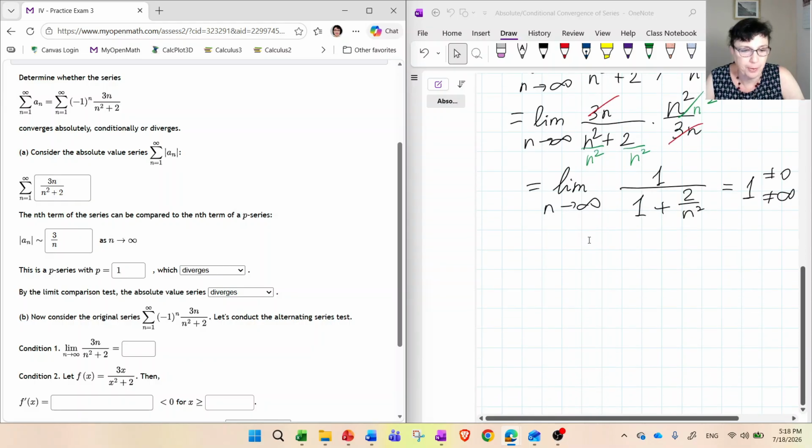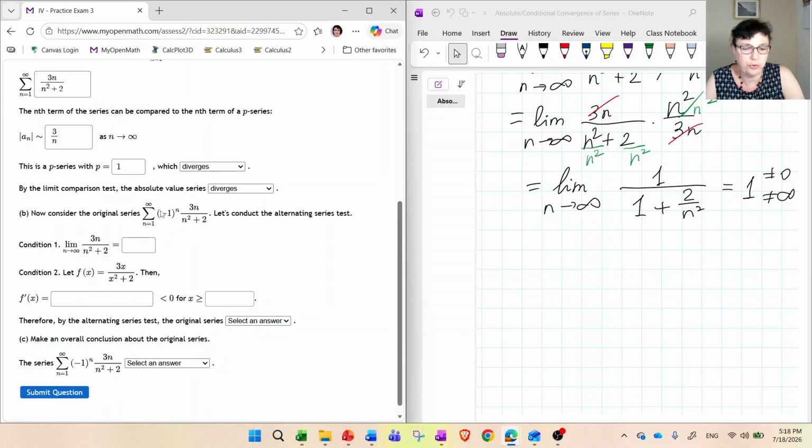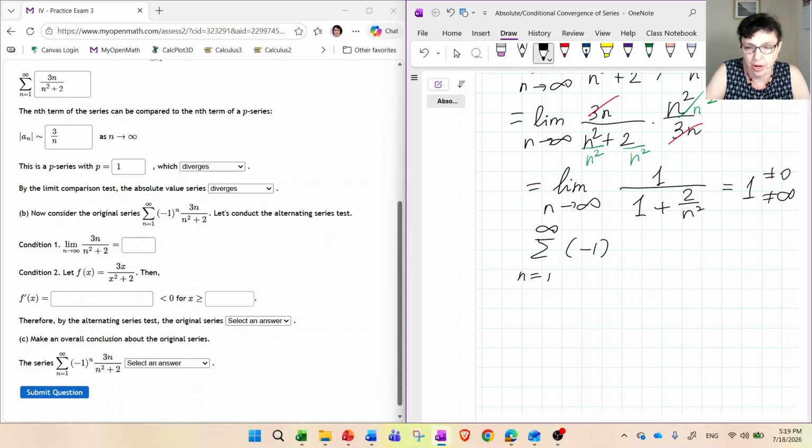Unfortunately, that did not happen here. We compared our series with the divergent series, and our series diverges. So what does that mean? It means that you have to go back to the original series and investigate that. Maybe that one converges. Okay, so what choices do you have? Now, we already showed that for 3n divided by n squared plus 2, the limit is 0.